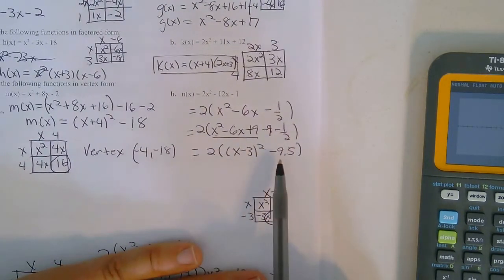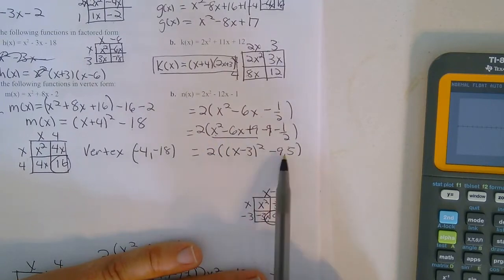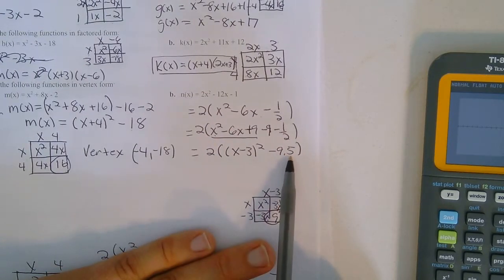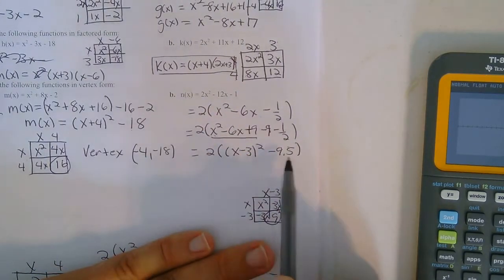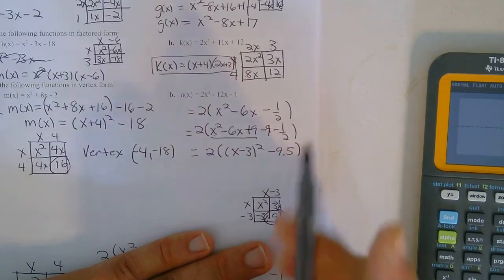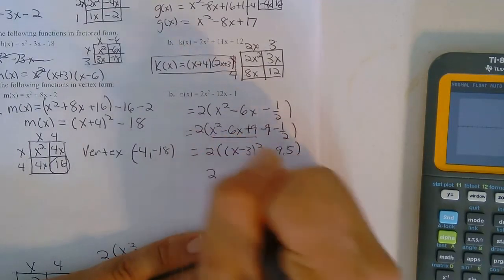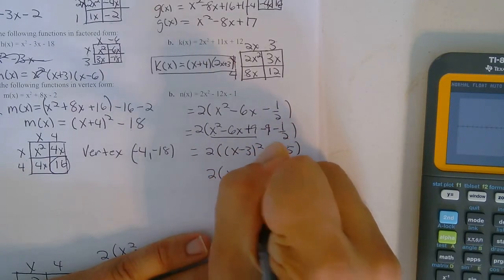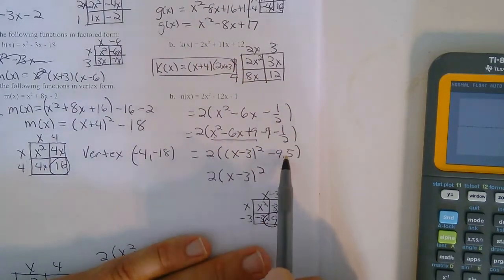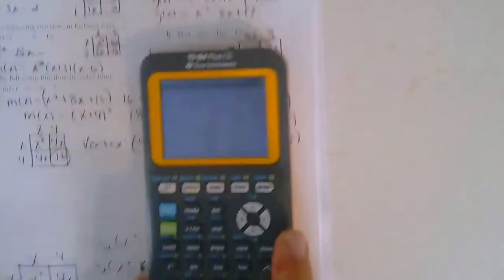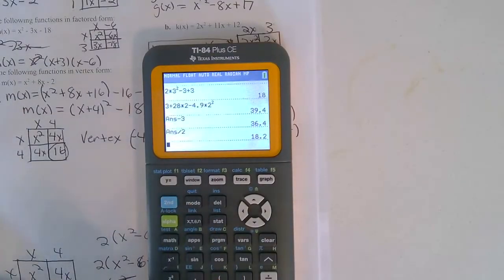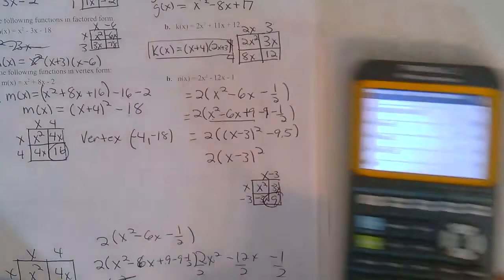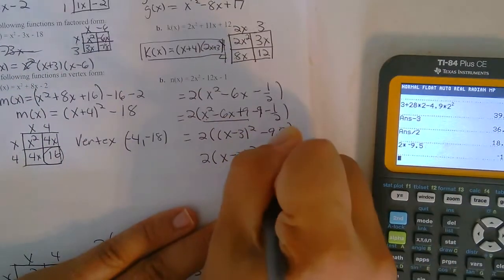Now, what's going to happen is if I want to take this portion of the minus 9.5 out of parentheses, I'm going to multiply or distribute just that part. So here, this is going to become 2 times x minus 3 squared, but 2 times negative 9.5. So 2 times negative 9.5 becomes negative 19.